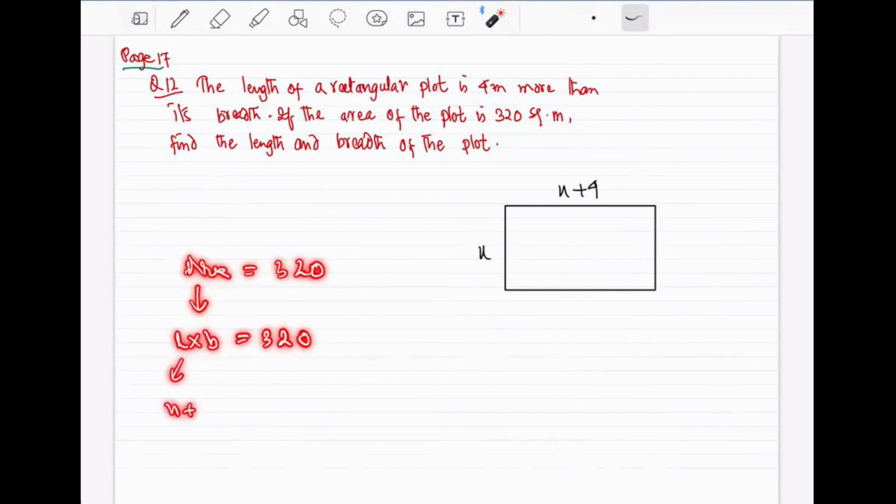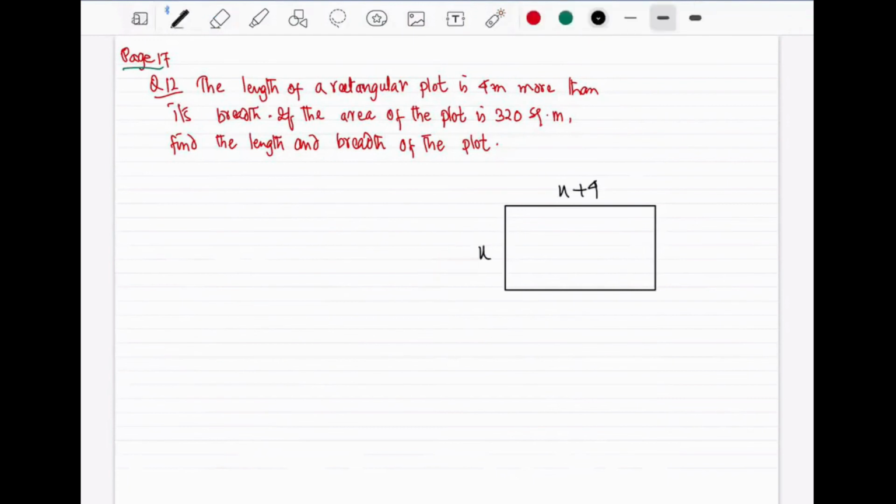Length is x plus 4. Breadth is x. So x into x plus 4 is equal to 320. Now, when you multiply this by distributive property, you are going to get a quadratic equation. Solve the quadratic equation. You will find out x and x plus 4. Simple. So first of all, you have to take the breadth as x.